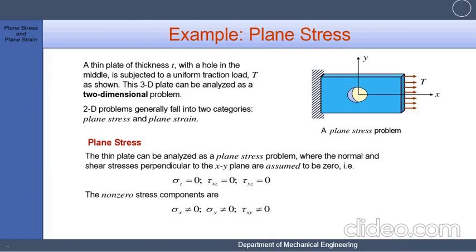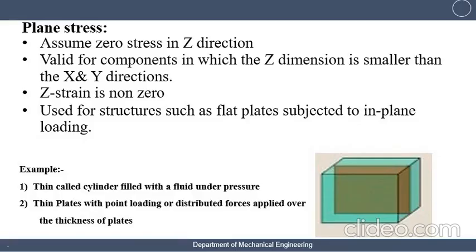Plane stress is majorly used for 2D problems like thin sheet metal or plastic components, where we assume 0 stress in z direction. For example, a thin cylinder filled with fluid under pressure. Second example, a thin plate with point loading or distributed forces applied over the thickness of the plate.